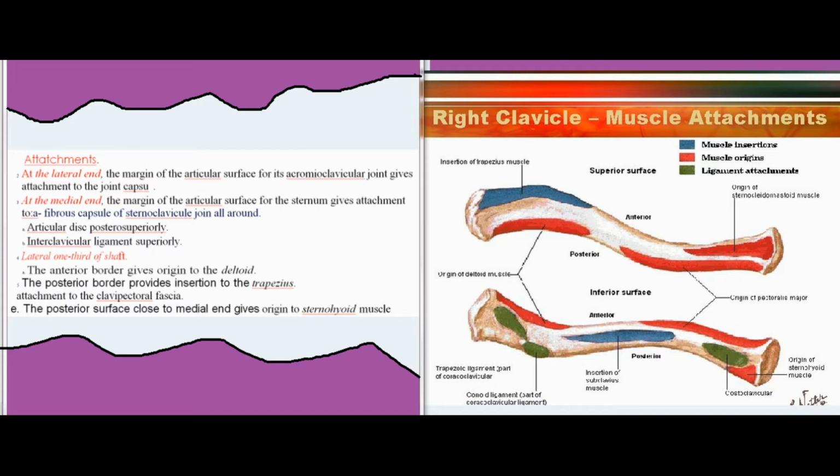4. Lateral 1/3 of shaft. The anterior border gives origin to the deltoid. 5. The posterior border provides insertion to the trapezius. Attachment to the clavipectoral fascia. The posterior surface close to the medial end gives origin to the sternohyoid muscle.